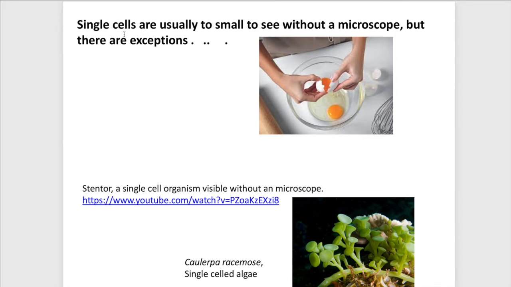Now, single cells are usually too small to see without a microscope, but there are exceptions. So if I look at an egg, any egg, here's a chicken egg, but I could use an ostrich egg or any kind of egg there. And when I look at that egg, this is a single cell. There's one cell here. The yolk here is going to be some nutrient material that the cell is going to use if that egg is fertilized, and that growing embryo is going to use the energy in the yolk in order to divide, in order to make an offspring here.